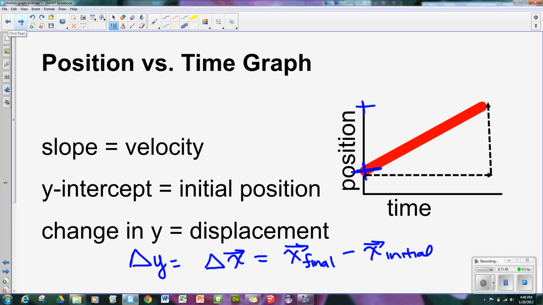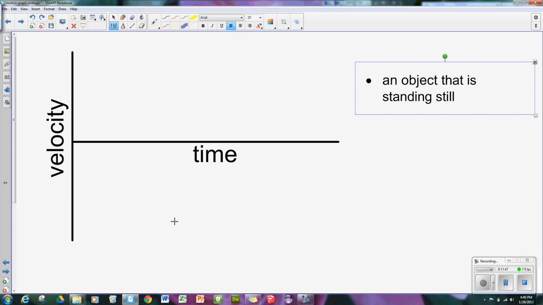Then, to look at the velocity time graph, let's go through the same sequence. So if we have an object that's standing still, we know that if it's standing still, the velocity is going to be 0 because it's not changing. Its displacement is going to be 0 because it's not moving.